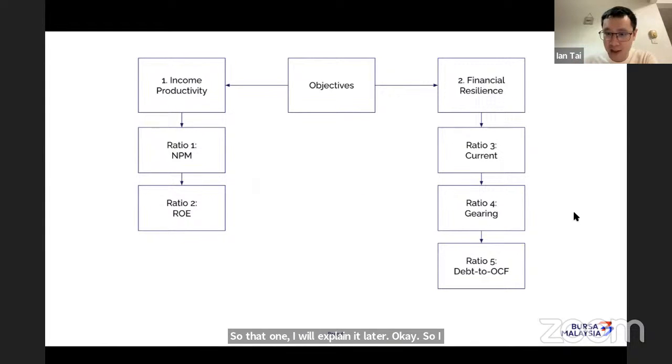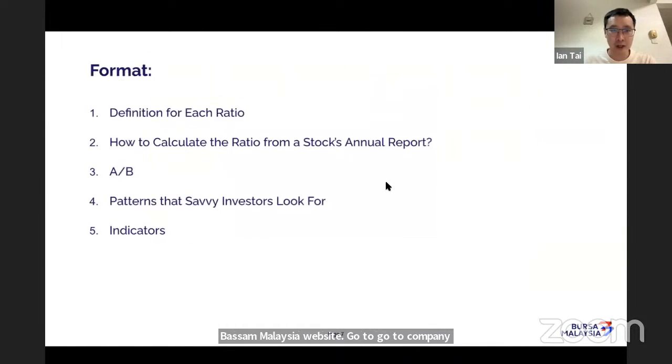Okay. I see a lot of stocks over here. So what you can do right now is go to the Bursa Malaysia website, go to company announcements. So with that, I'll backtrack a bit.